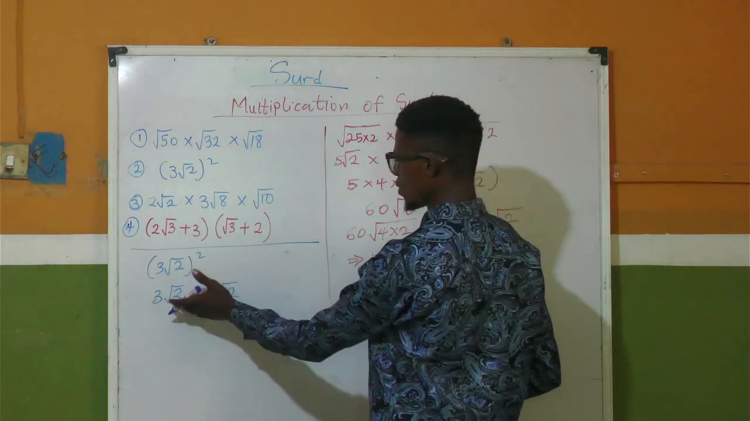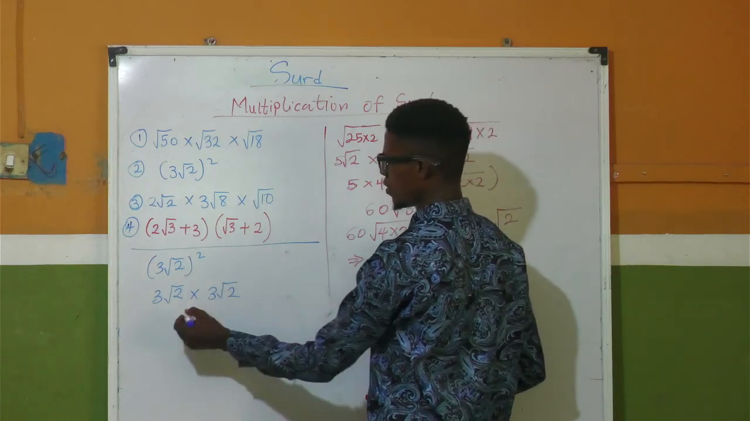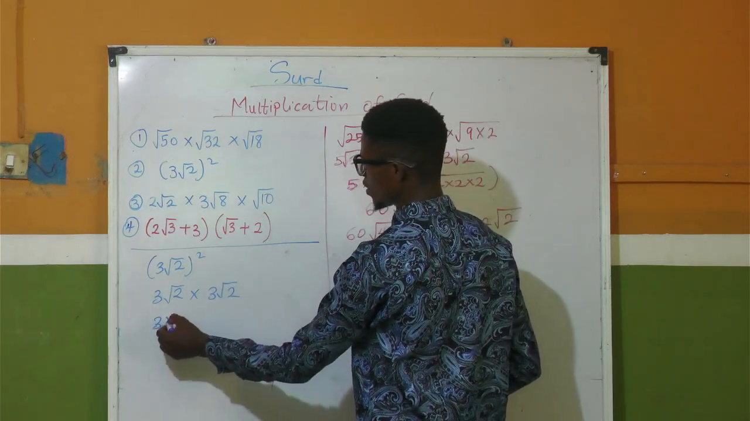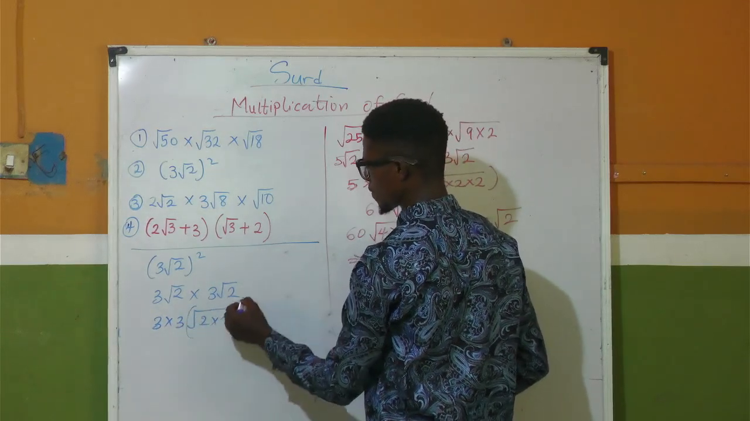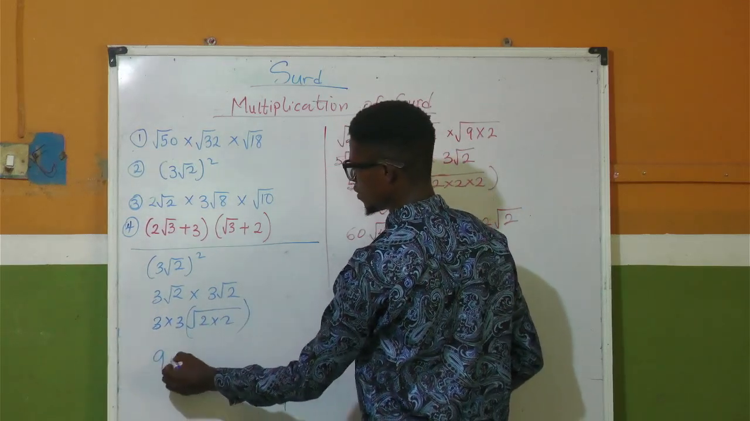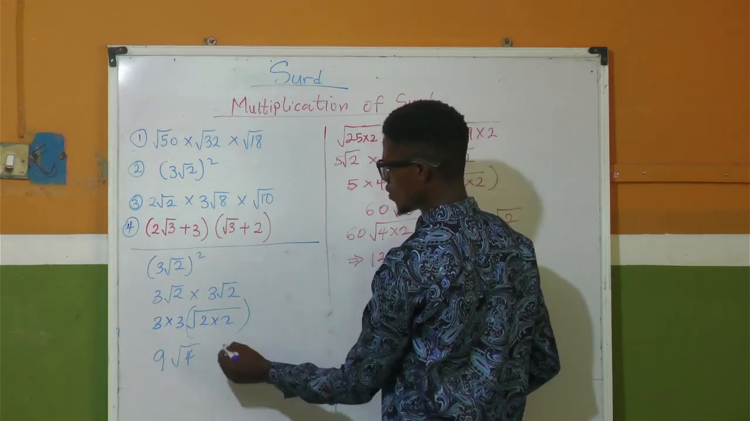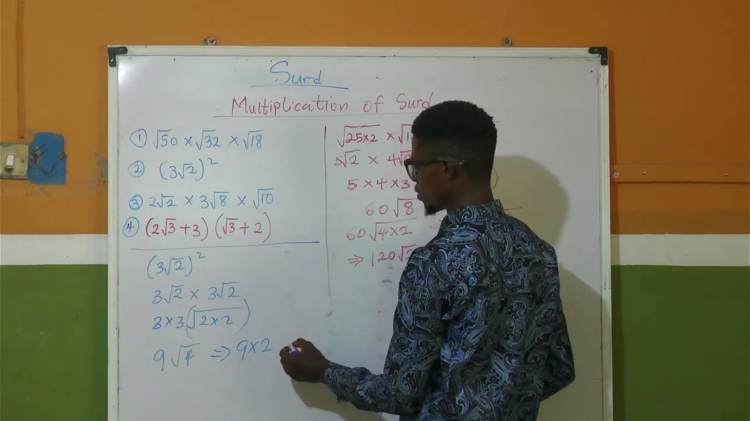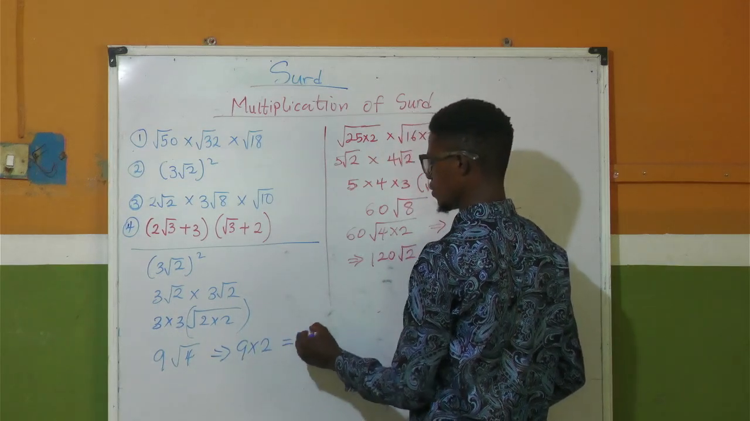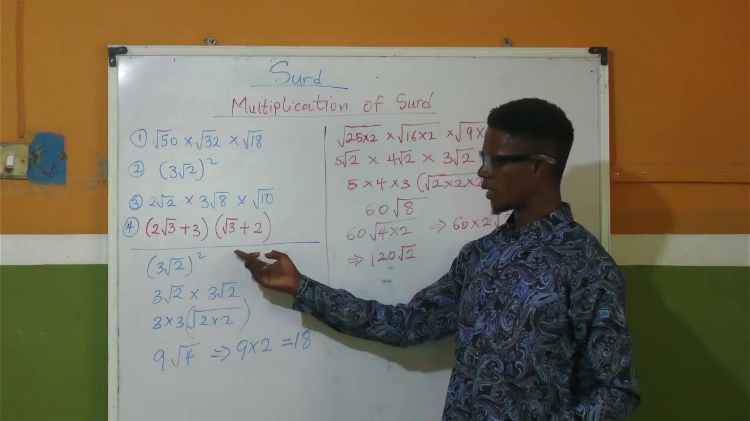Obviously we have the same values as the rational coefficient here, so let's do 3 times 3 multiplied by root 2 times root 2. So this is going to be 9 root 4. And we know that the root of 4 is 2. So this will become 9 times 2, which gives us 18.